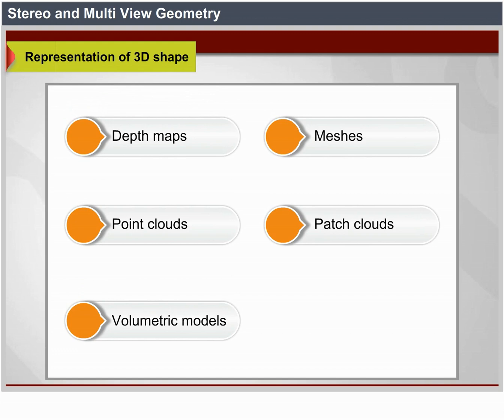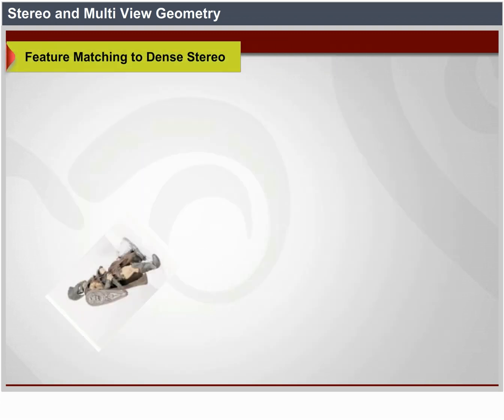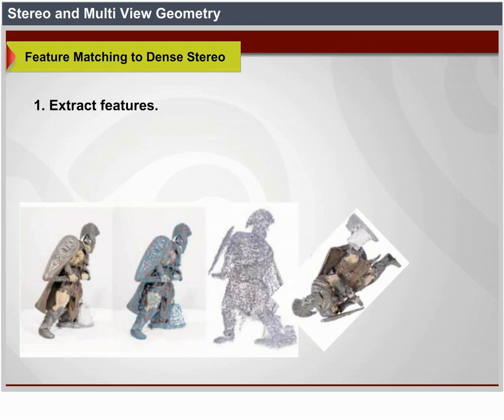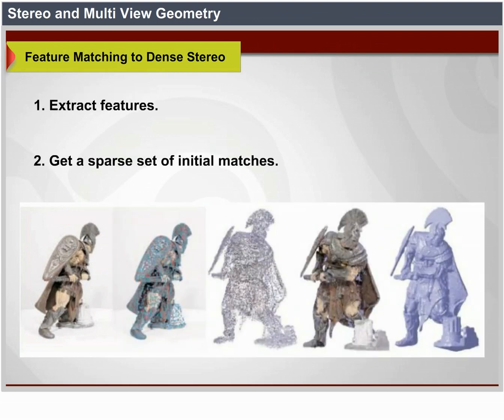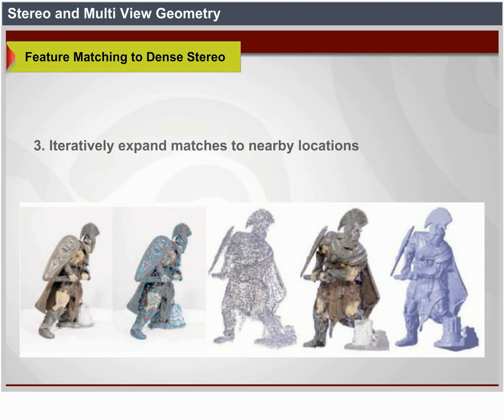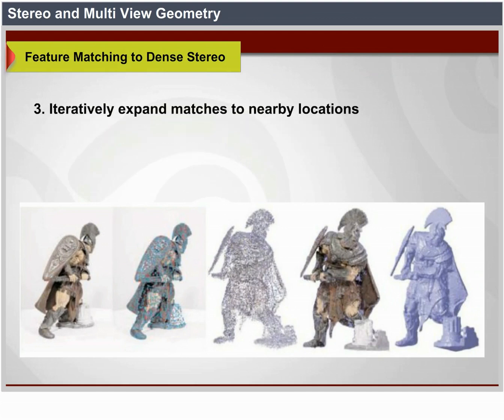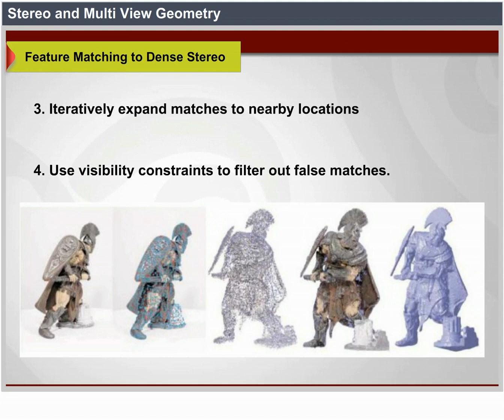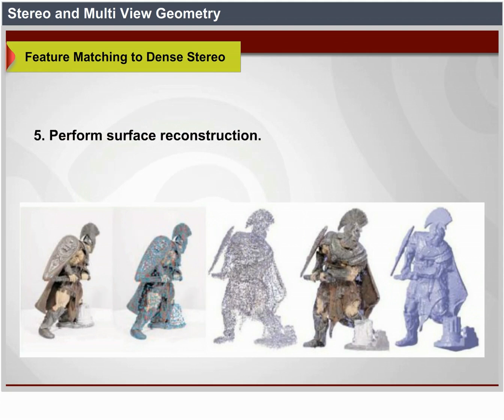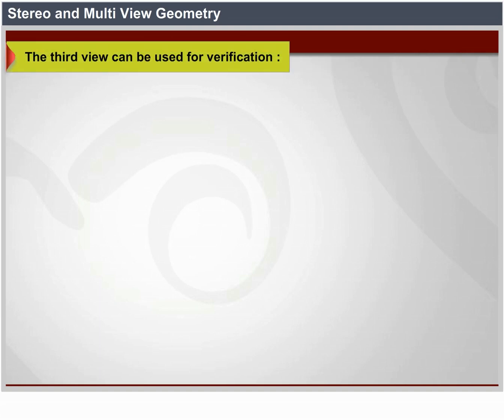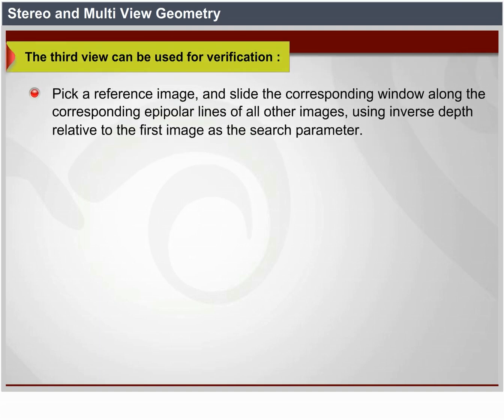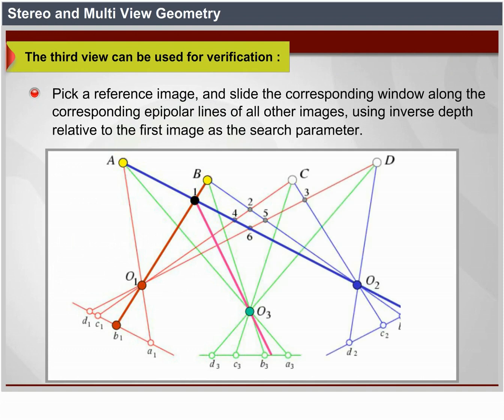Feature matching to dense stereo. Extract features and get a sparse set of initial matches. Iteratively expand matches to nearby locations. Use visibility constraints to filter out false matches. Perform surface reconstruction. The third view can be used for verification. Pick a reference image and slide the corresponding window along the corresponding epipolar lines of all other images, using inverse depth relative to the first image as the search parameter.